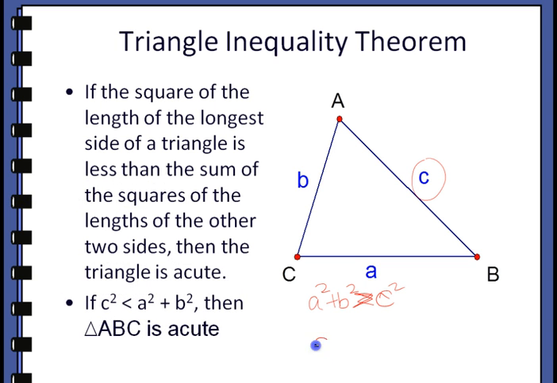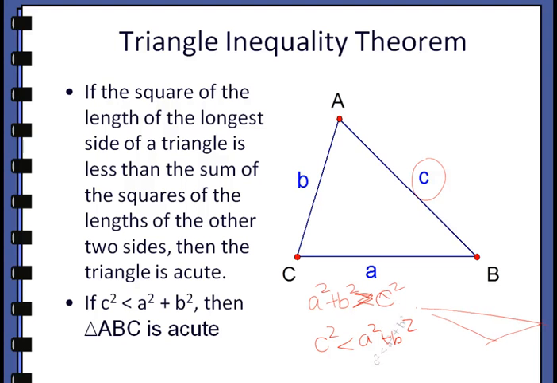So if c squared is less than a squared plus b squared, we know it's acute. And that makes sense because with an acute triangle, you're going to tend to have side lengths that are a little bit more in line with each other than with a big obtuse one where you've got it like that. So in this case, if these two squared are bigger than that last one, then it's an acute triangle, and that makes sense.